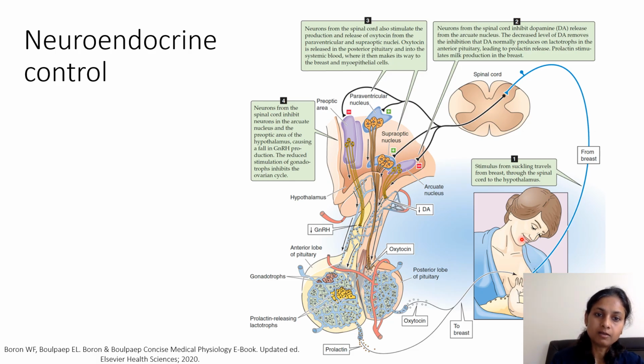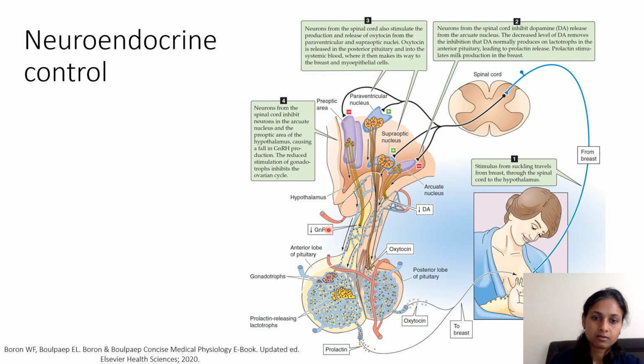Next, you also have another action wherein you have inhibition of the nuclei which secrete the gonadotrophic releasing hormone. This hormone helps in maintaining an ovulatory state, and its inhibition helps in causing amenorrhea, so that there is amenorrhea at least for the time period the mother is breastfeeding. So this inhibits the ovarian cycle.